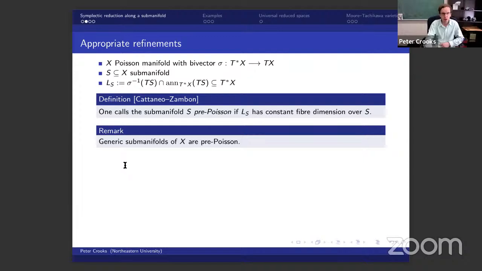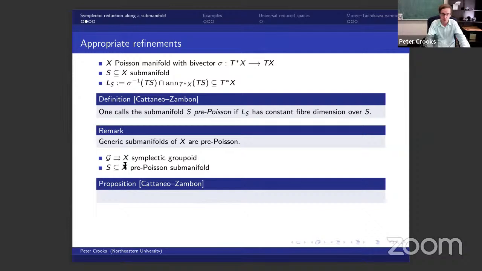Okay, but how does this apply to our situation? So let's suppose that my Poisson manifold X is the base space of a symplectic groupoid. And then let's suppose that inside that base space, I take something that is pre-Poisson. Well, then I can look at the Lie algebroid of my Lie groupoid. And inside of that, L_S is going to sit. And it turns out that this will actually sit as a Lie subalgebroid of the Lie algebroid of my Lie groupoid. So this is a proposition also due to Cattaneo and Zambon, which is that this L_S will be a Lie subalgebroid of the Lie algebroid of my groupoid if S is pre-Poisson.